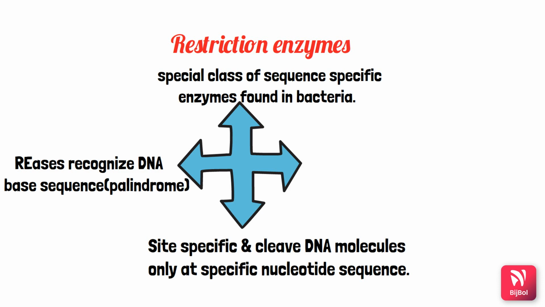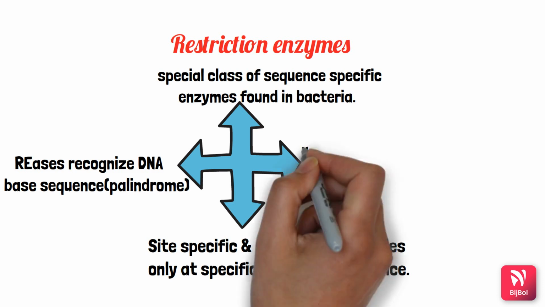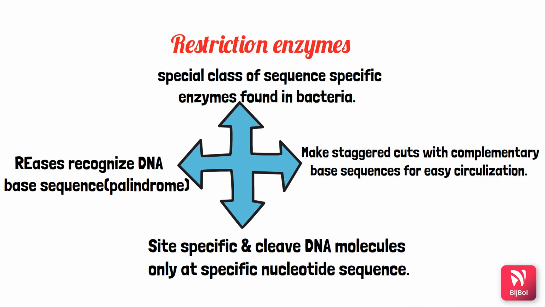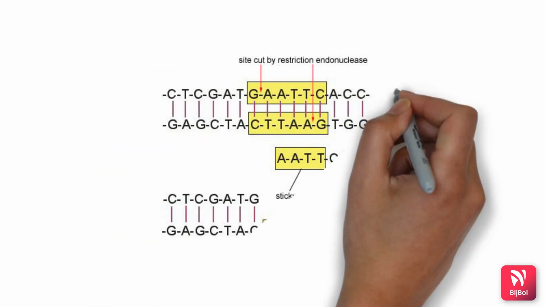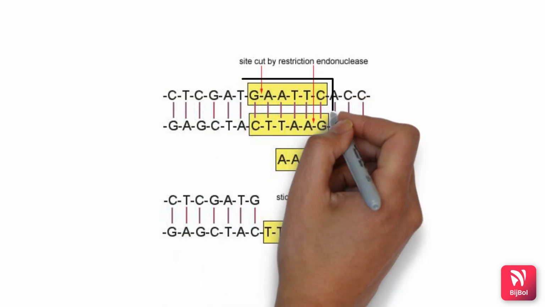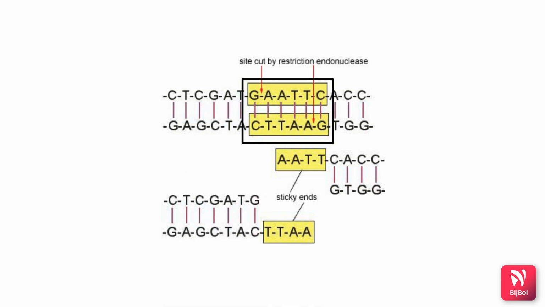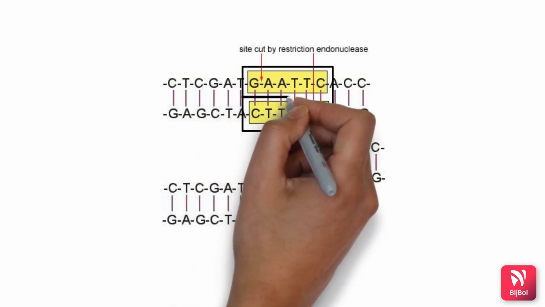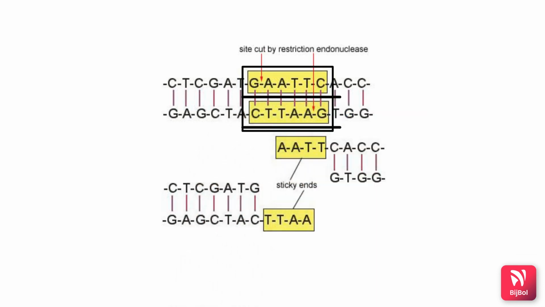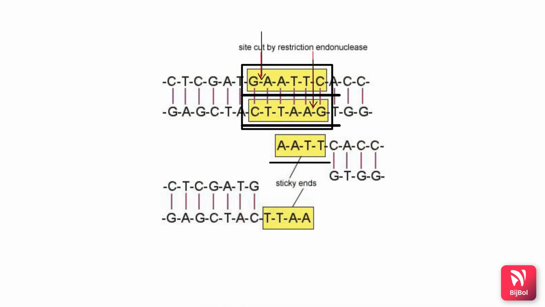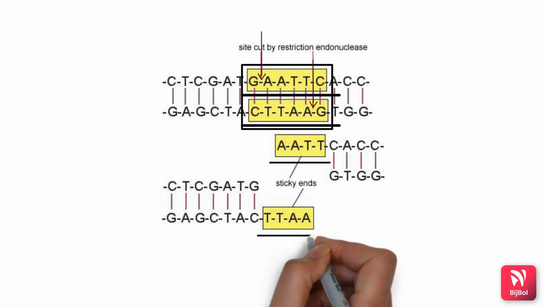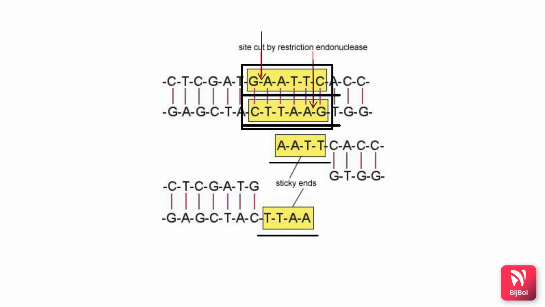A palindrome is nothing but a nucleotide sequence reading the same forward and backward. So restriction enzymes cut the DNA only at the palindrome sequence. And also restriction enzymes make staggered cuts with complementary base sequences for easy attachment. If we look at this picture, this particular site is a palindrome sequence. So restriction enzymes cut the DNA at this site. The palindrome sequence GAATTC reads the same forward and backward. So at this site, the restriction enzymes come, bind and cut the DNA. After cutting the DNA, sticky ends are left so that it will be easy to join the two DNA segments later.